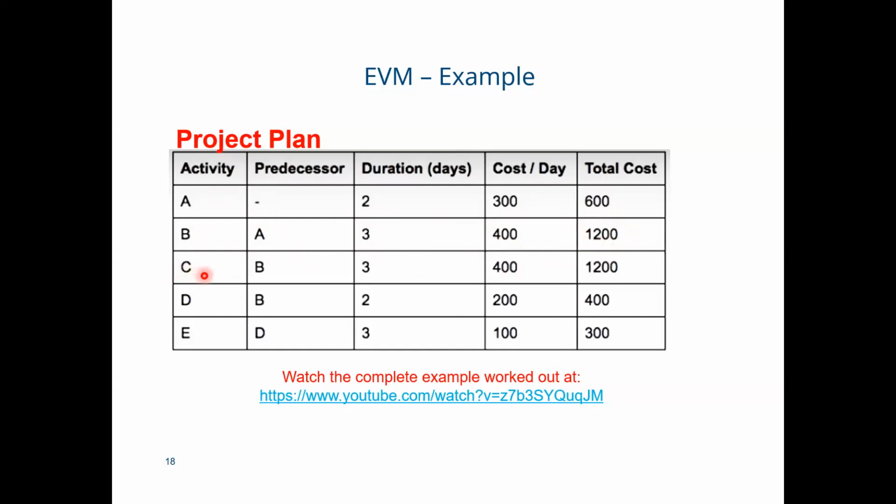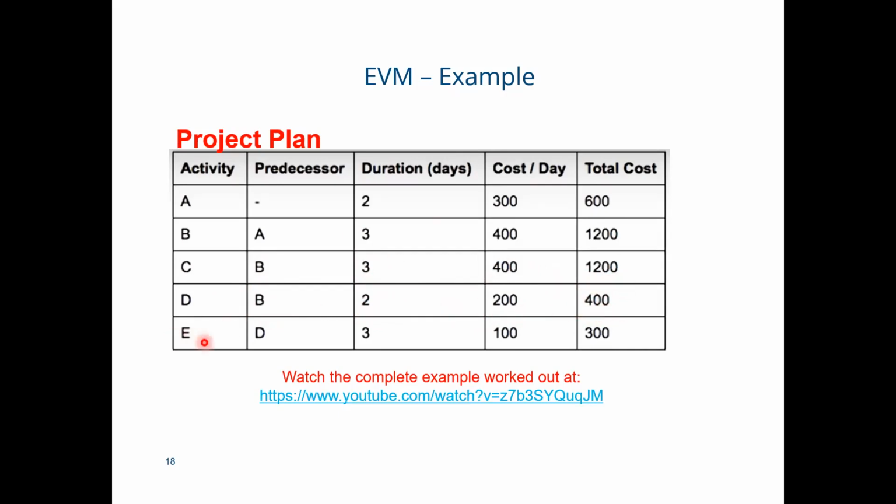Similarly, activity C, the predecessor is activity B. The duration for activity C is 3. Cost per day is 400. So 3 multiplied by 400, the total cost for activity C is 1200. For activity D, we have the predecessor B. The duration in days for activity D is 2. Cost per day is 200. So when we multiply 2 by 200, the total cost for activity D is 400.